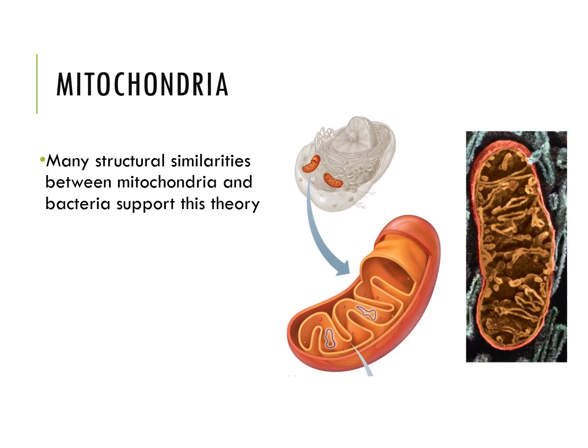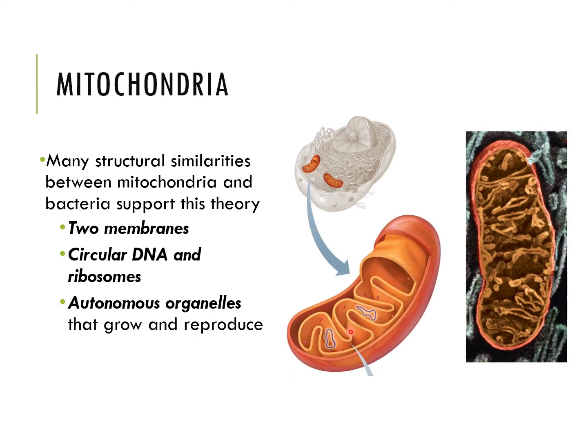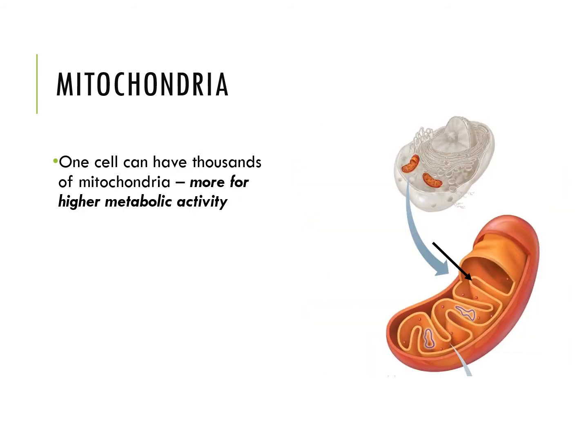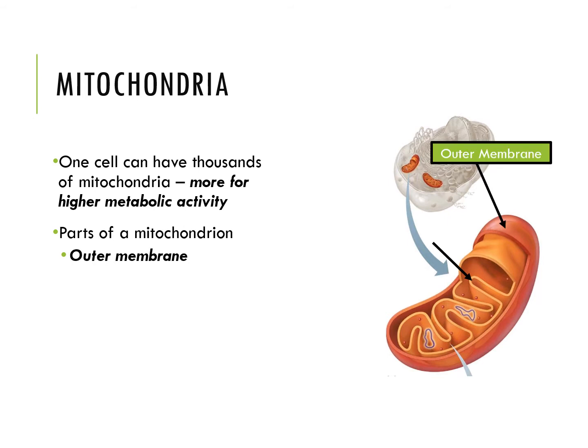There's many structural similarities between mitochondria and bacteria that support this theory. So both of them will have two membranes. All of them have DNA, circular DNA, and ribosomes. And they have their own organelles. That means that they can grow and reproduce. So one cell can have thousands of mitochondria. Therefore, higher metabolic activity. So now it's going to go into the parts.